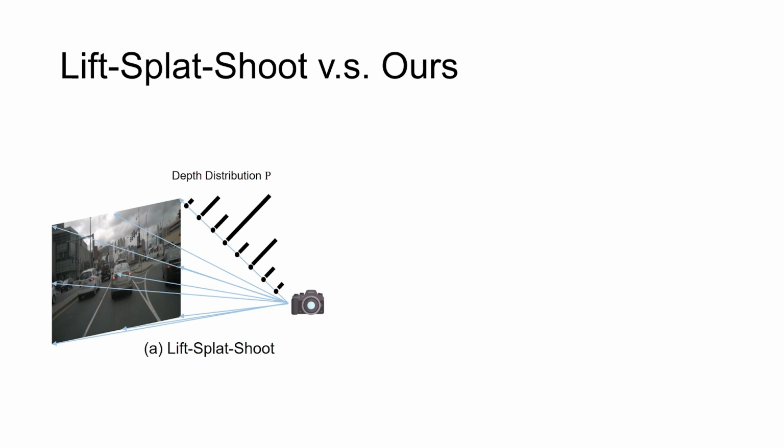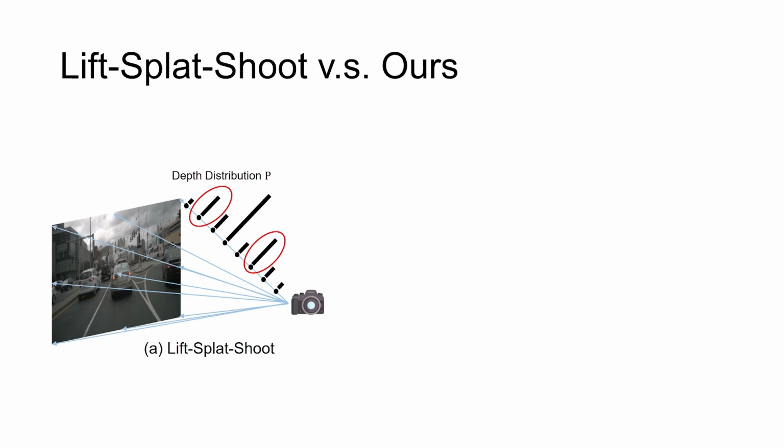Lift-splat-shoot uses discrete depth probabilities to compute soft weights along predefined depth bins. While effective, this approach suffers from depth ambiguity, as depth estimation is inherently ill-posed. Moreover, the softmax-based depth distribution can produce unstable probabilities, where nearby depth bins receive inconsistent weights, leading to discontinuous and sparse BEV projections. To address these issues, we introduce an uncertainty-aware approach.